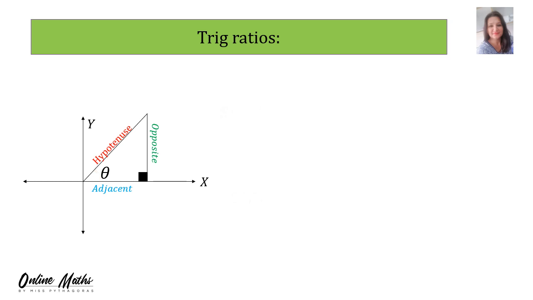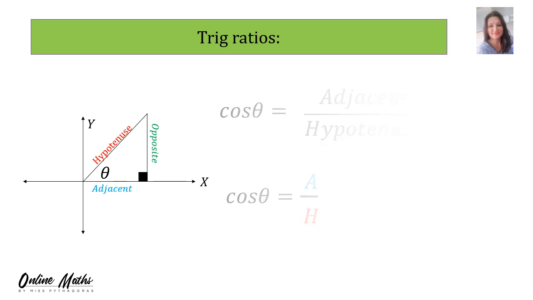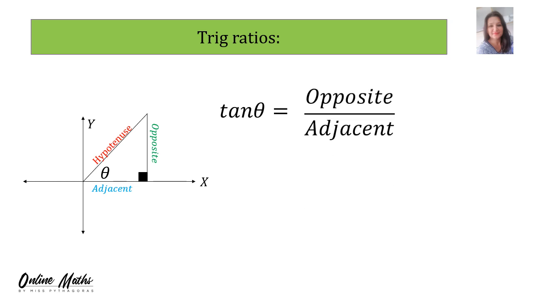The second trig ratio is cos theta, and cos has a fixed ratio, and the ratio is always the adjacent side over the hypotenuse. So we can abbreviate that by saying cos theta is equal to A over H. And the last trig ratio for now is tan theta, and tan's ratio is always the opposite side divided by the adjacent side, and the abbreviation for tan will be O over A.